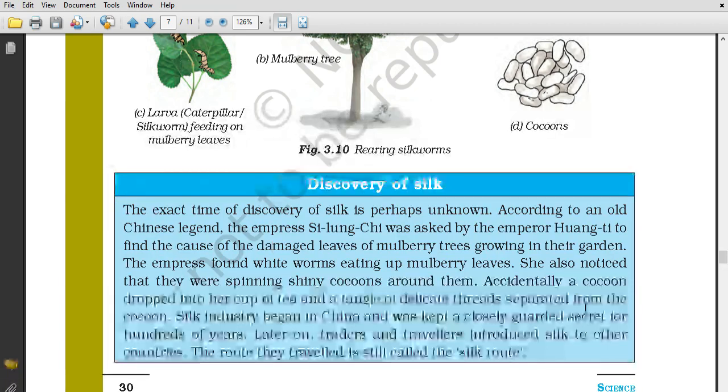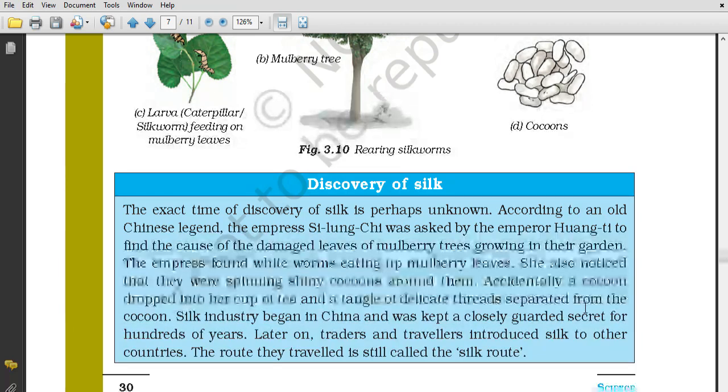So then she came to know about silk, and the silk industry began in China and was kept a closely guarded secret for hundreds of years. Means China did not tell it to any other province. It was closely guarded, and the recipe of making silk was not given to anyone.